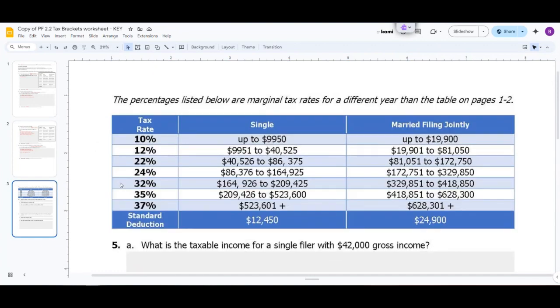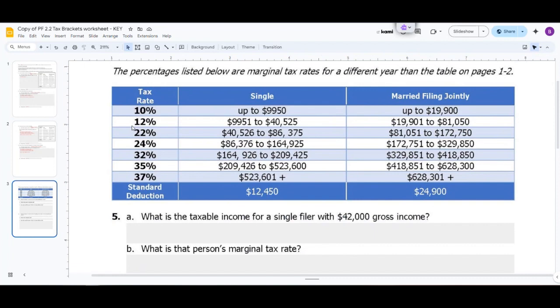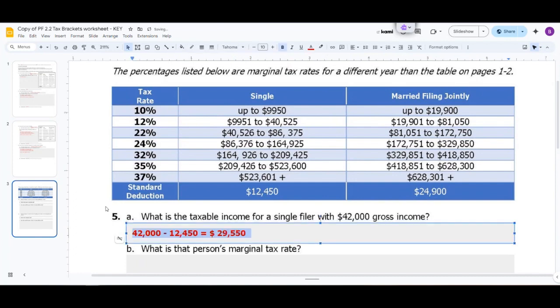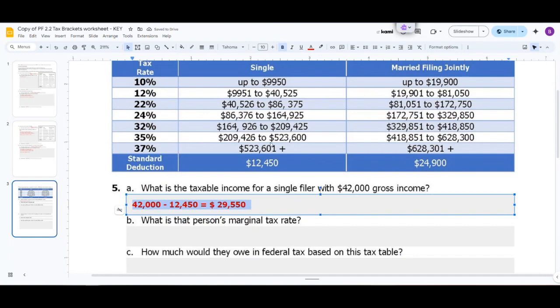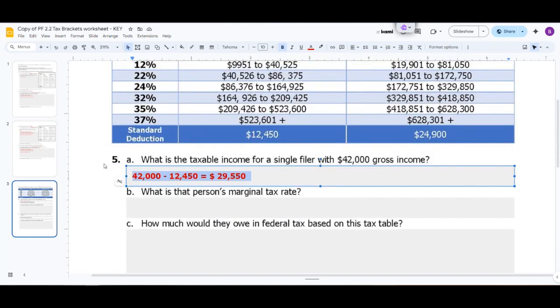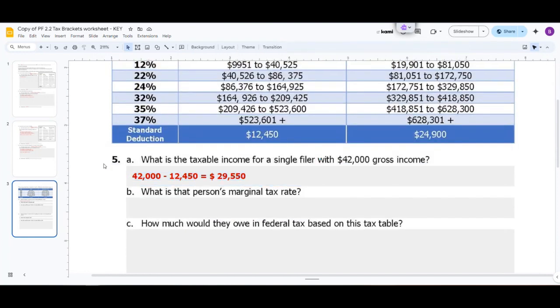Okay, moving on to the last page, presented just slightly differently. We have different dollar ranges and a different standard deduction. Number 5 says, what's the taxable income for a single filer with 42,000 gross income? In this case, we take their gross earnings, 42,000, minus the standard deduction to get taxable earnings. The standard deduction on this bracket is 12,450, leaving them with 29,550 in taxable earnings.